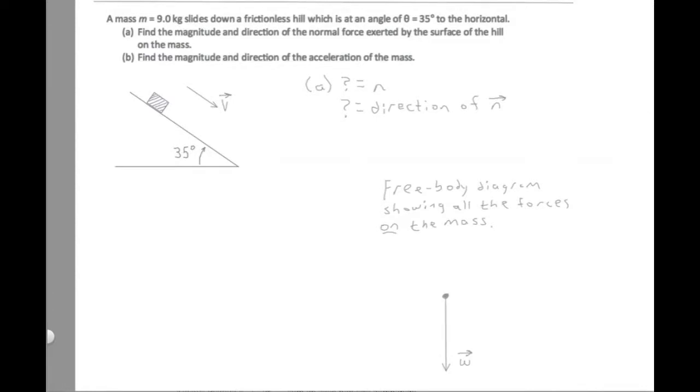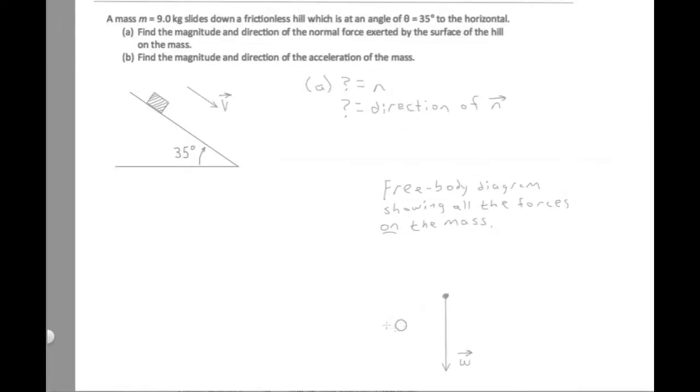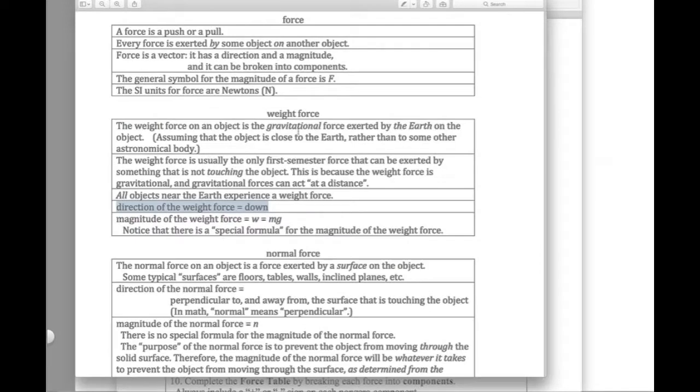Just memorize this simple rule. The direction of the weight force is down. The fact that this is an inclined plane problem has no impact on that direction. I think that should make sense. Remember that the weight force is the gravitational force exerted by the Earth on the object, and I think it matches common sense that the Earth's gravity is a downward pulling force.